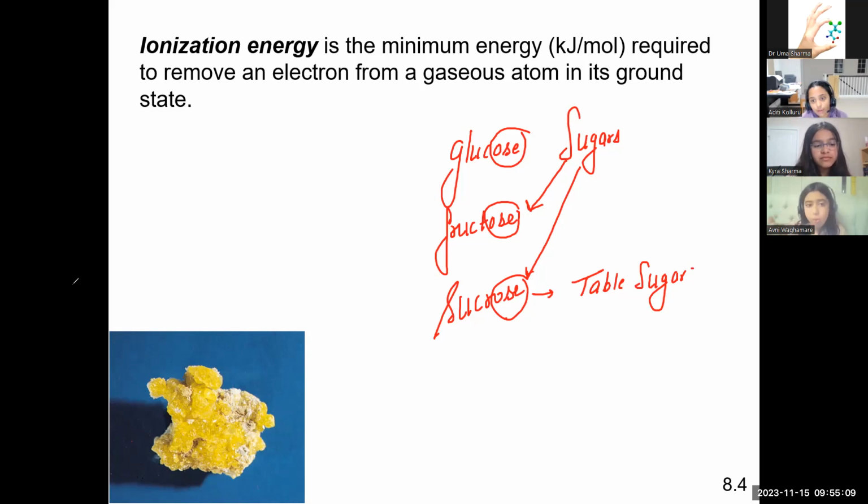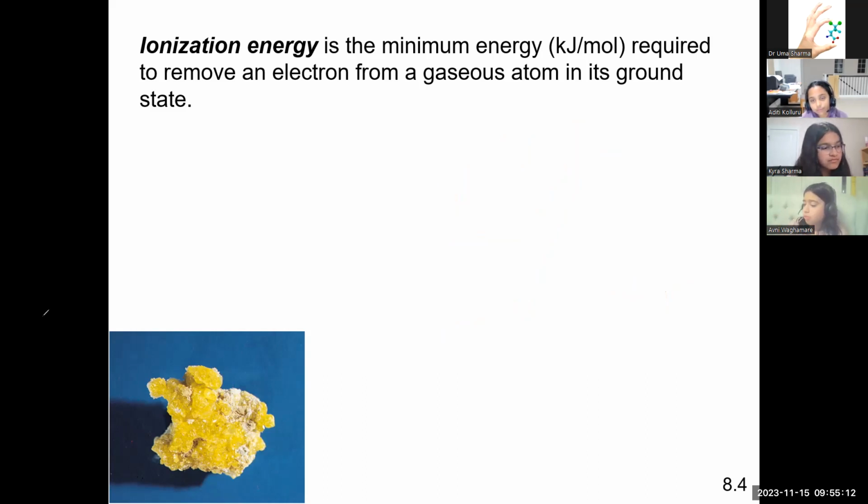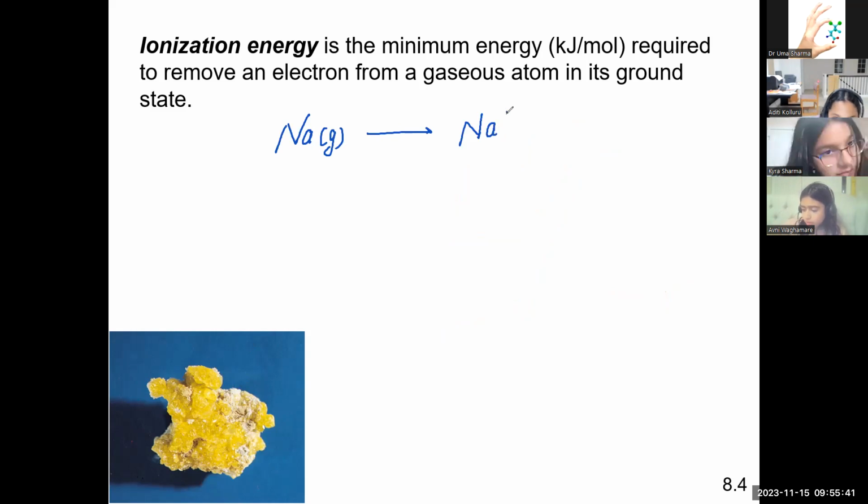Okay, read the definition of ionization energy. You're going to take an isolated gaseous atom, like sodium. But it should be in the gaseous form, not in solid form. And then you are removing one electron from its outermost shell. So when you remove the electron, you get Na plus gas plus one electron, right?